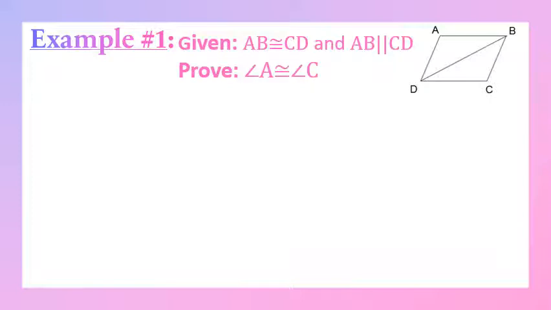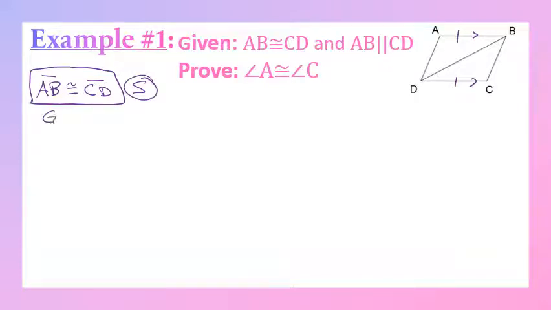So here we are on example 1. We're given that AB is congruent to CD and that AB is also parallel to CD. So let's start our proof. Easy part. AB is congruent to CD. Beautiful, easy. We have a pair of congruent sides. And that was given to us.